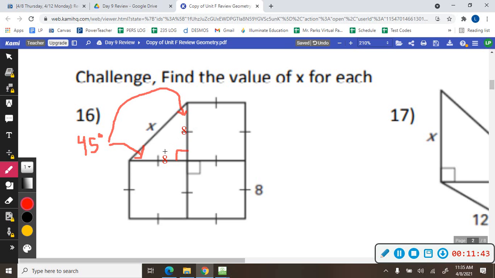We know the legs are 8, so if you have a 45, 45, 90, and you have the legs, you just multiply by square root of 2. So I would say x is equal to 8 times square root of 2. And there's your answer.